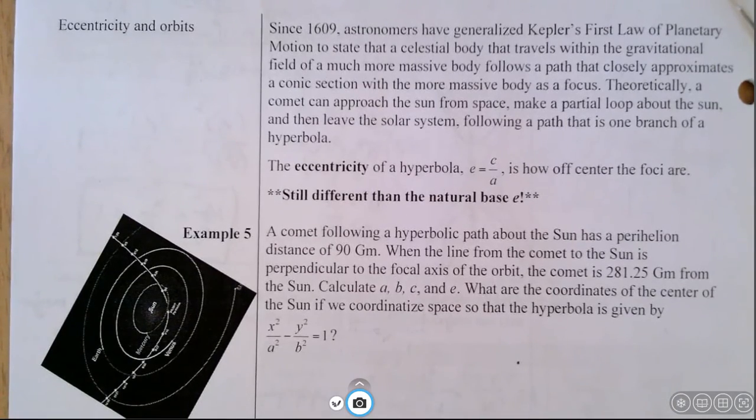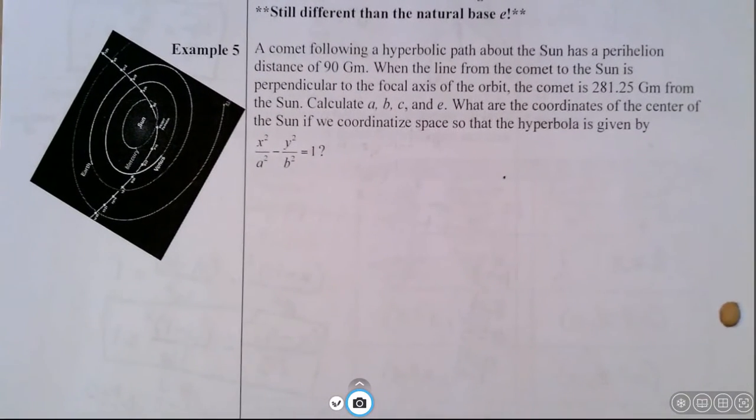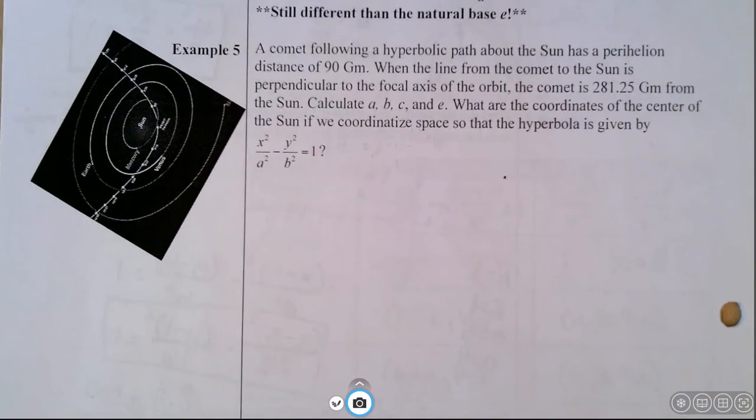Okay, so let's look at example 5. A comet following a hyperbolic path about the sun has a perihelion distance of 90 gigameters. When the line from the comet to the sun is perpendicular to the focal axis of the orbit, the comet is 281.25 gigameters from the sun. Calculate A, B, C, and E. What are the coordinates of the center of the sun if we coordinatize space? So the hyperbola is given by that equation there.